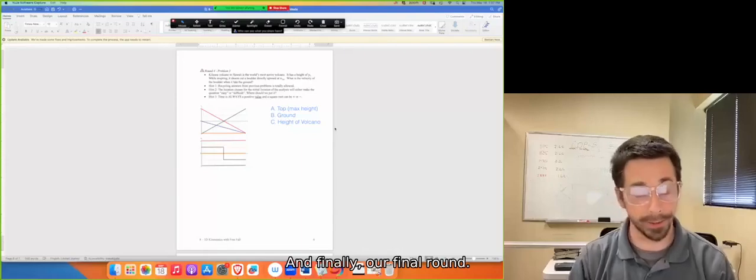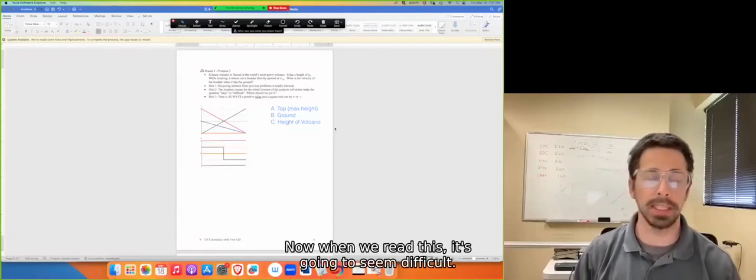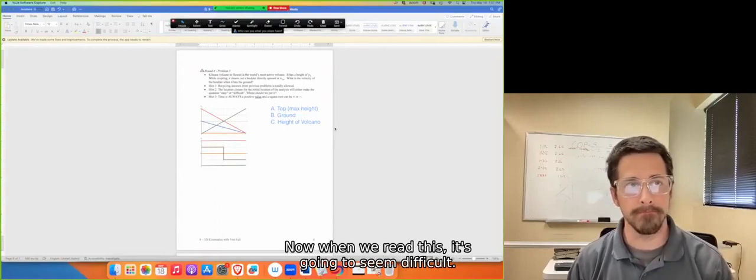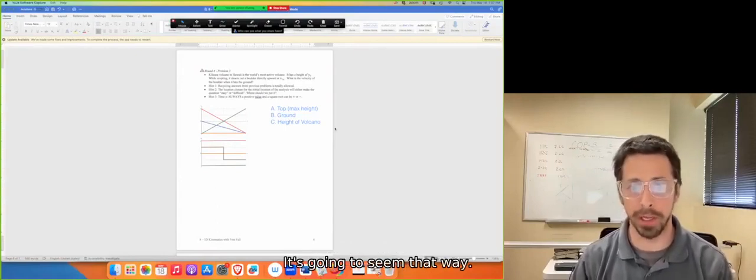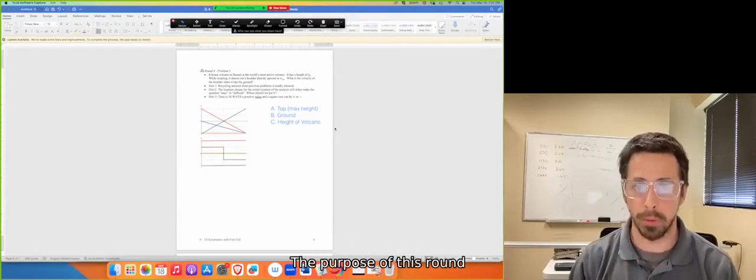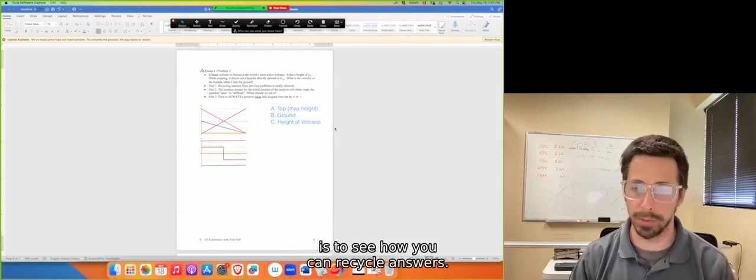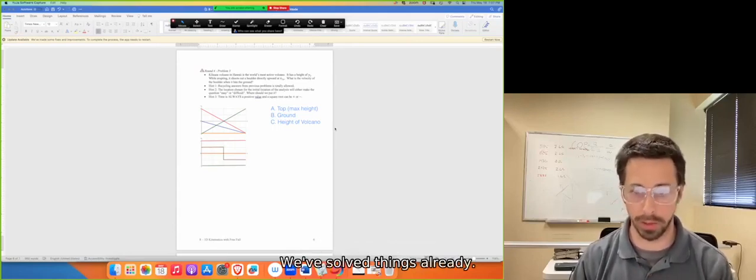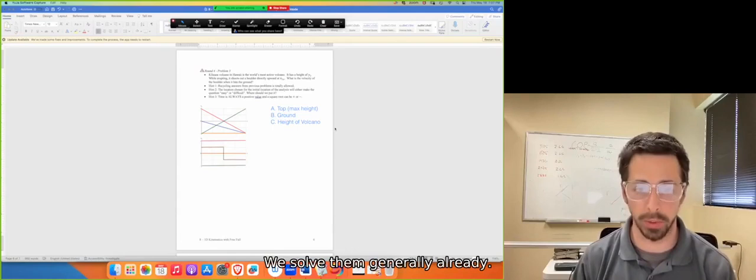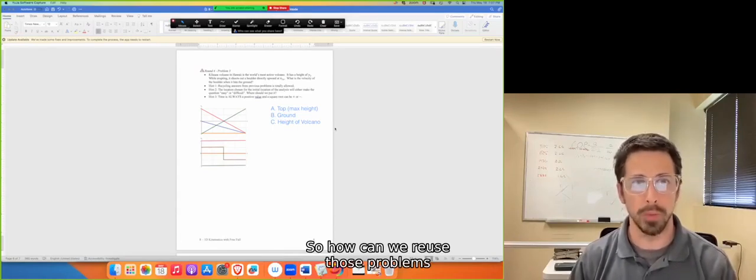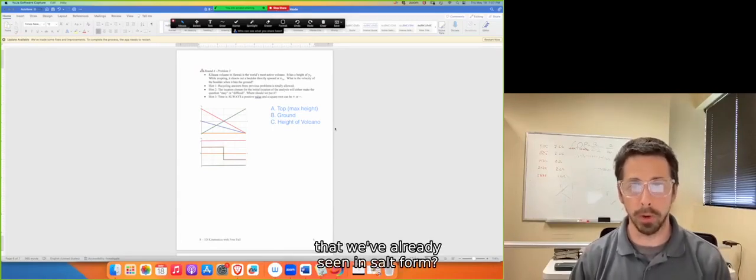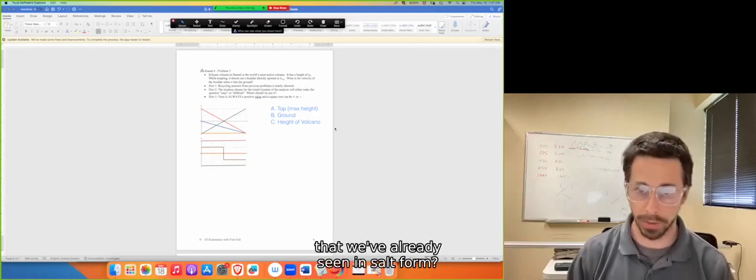And finally, our final round. Now, when we read this, it's going to seem difficult. It's going to seem that way. The purpose of this round is to see how you can recycle answers. We've solved things already. We've solved them generally already. And so how can we reuse those problems that we've already seen and solved for?